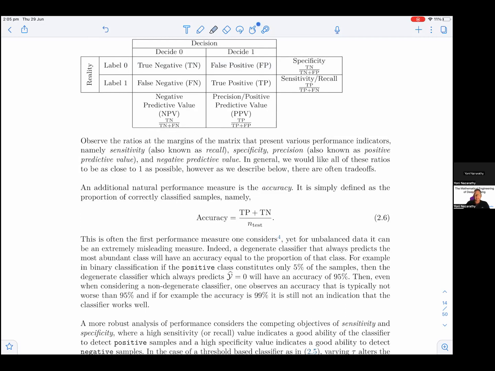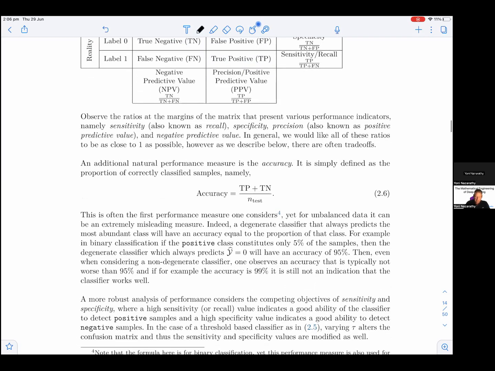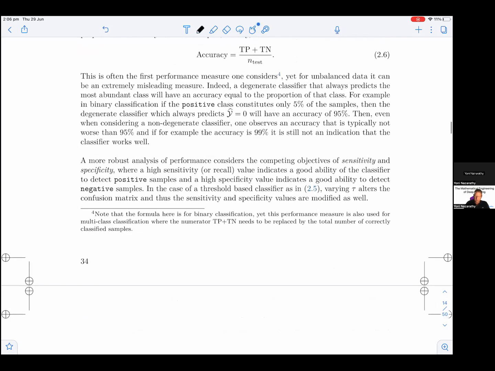Now, an additional natural performance measure is the accuracy. It is simply defined as the proportion of correctly classified samples. Namely, accuracy is true positive plus true negative divided by the total number. So the accuracy is the sum of the diagonal of the confusion matrix divided by the total number of observations. Accuracy is often the first performance measure one considers.